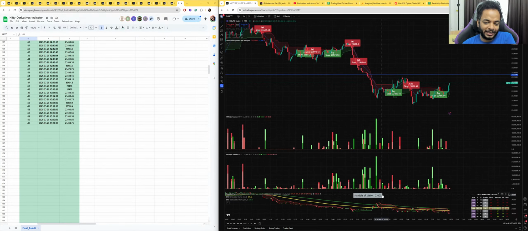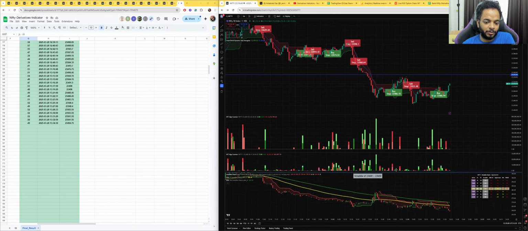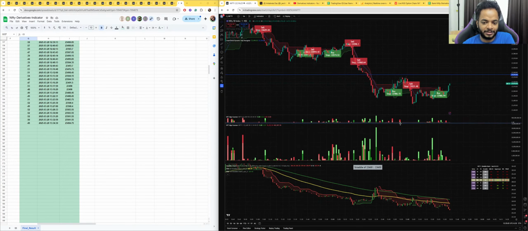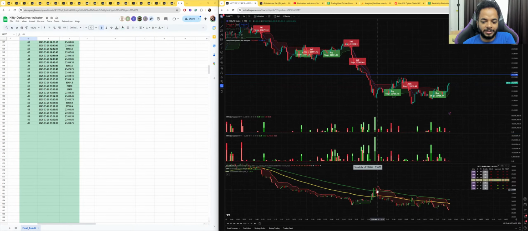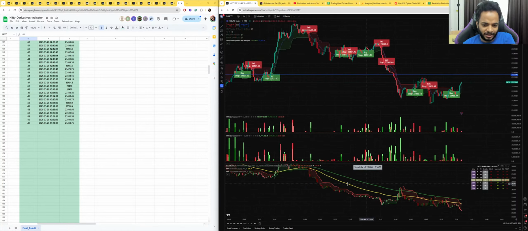For now, it works like this: whenever the straddle goes below this supertrend I have set here on the straddle chart, you can sell, and then you can trail your profits. Here you can see it beautifully worked. So that is the thing.